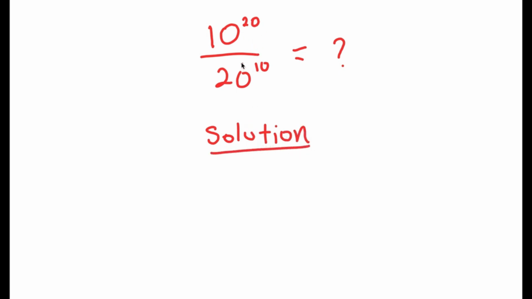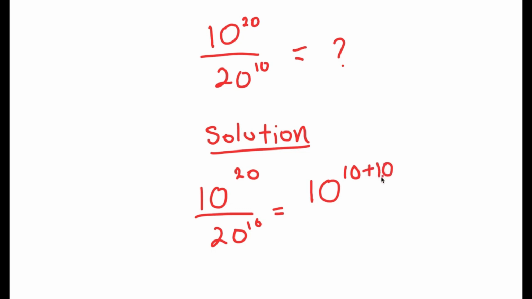what I'm first going to do is rewrite this as 10 to the power of 20 over 20 to the power of 10. And I'm going to rewrite this as 10 to the power of 10 plus 10 over 20 to the power of 10. So I rewrote 20, my exponent here, as 10 plus 10.